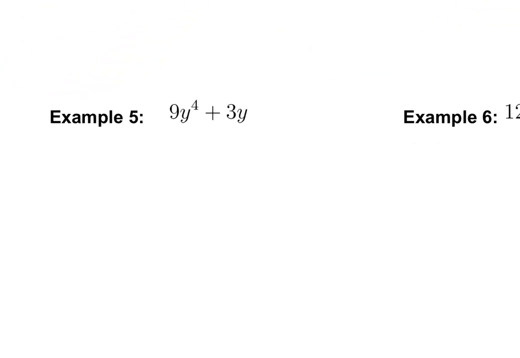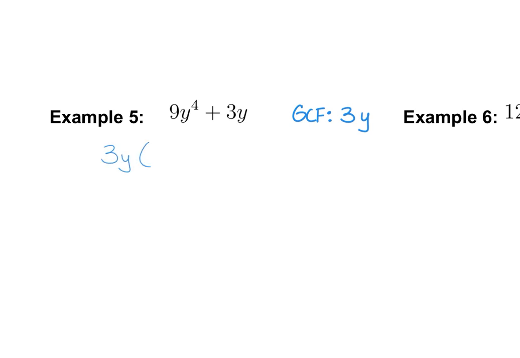Example 5, I want to find my greatest common factor. I'm looking at the coefficients, 9 and 3. They have a 3 in common. And then my variable with an exponent, my smallest exponent is the power of 1. So I can pull out just the y. So my greatest common factor is 3y.